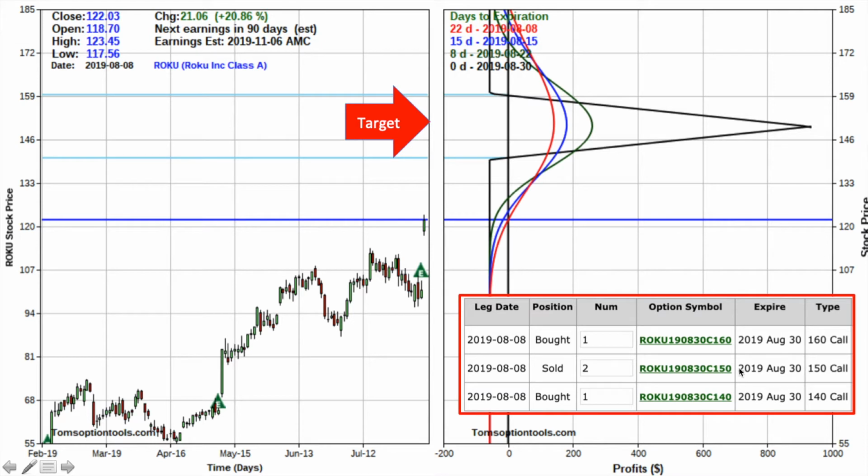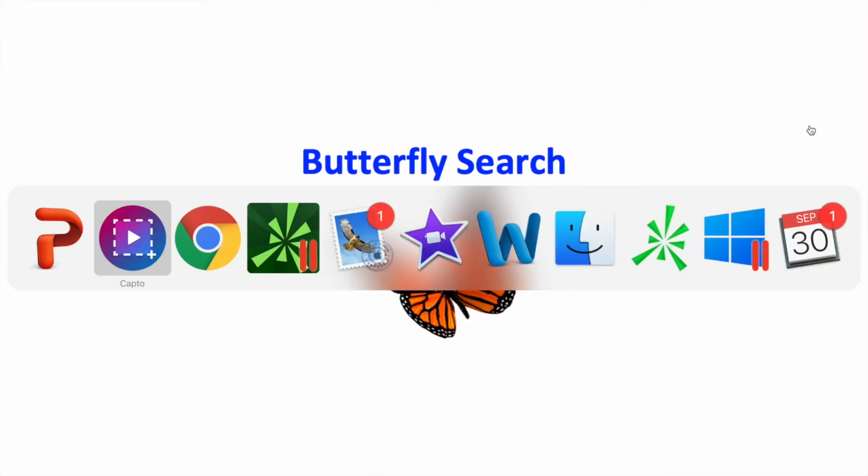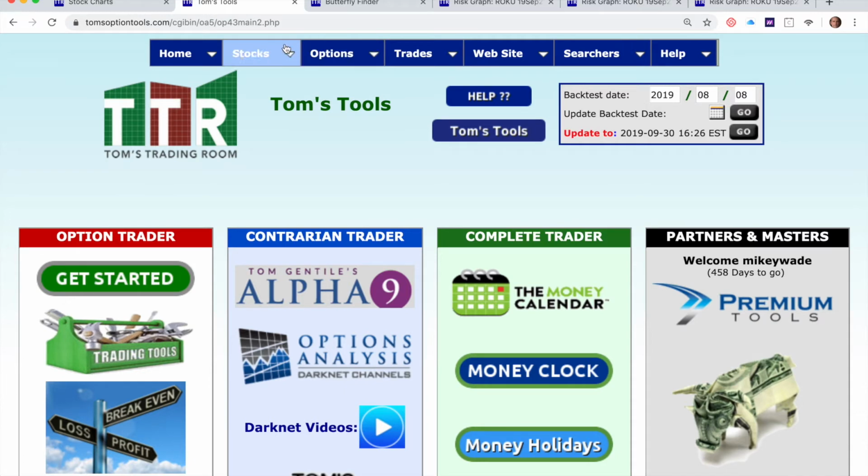Notice that this short strike, which corresponds to that witch's point, is right at our target price. So position your short option right about where you're expecting the stock might end up. Let's dive into the tools and take a look. Let me show you how to find these awesome trades.